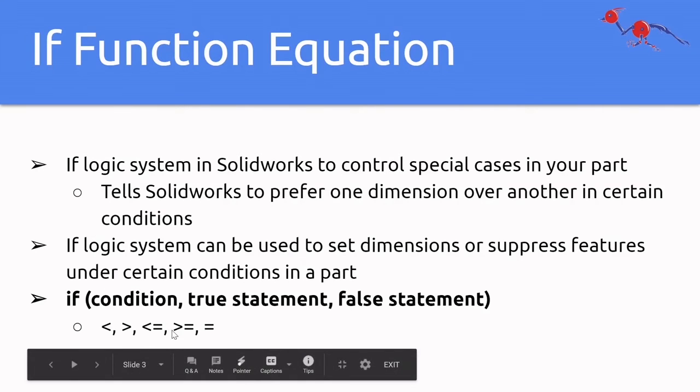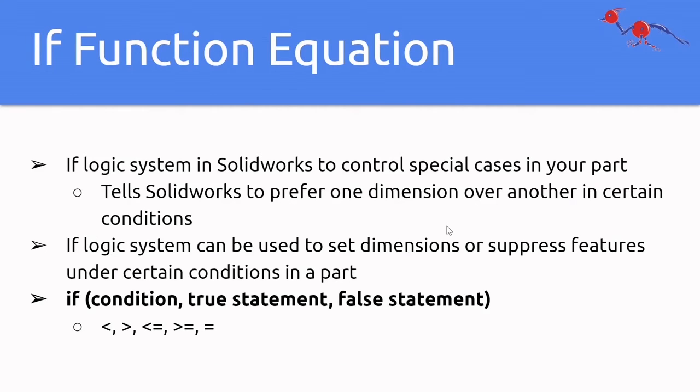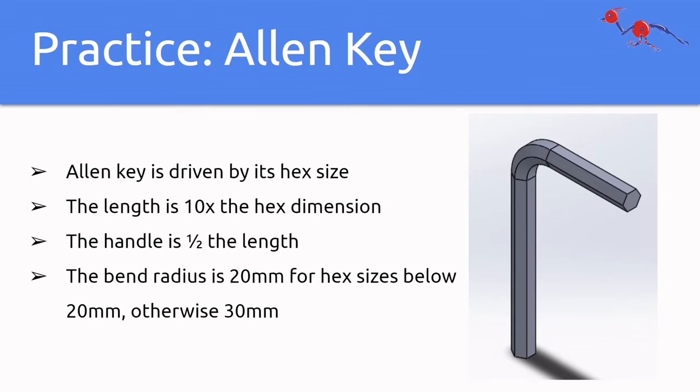If the condition evaluates to true, then SolidWorks takes the second parameter here. And if the condition evaluates to false, then SolidWorks takes the third parameter here. This allows for certain features or dimensions to be prioritized under a specific case. Let's illustrate this with an example by CADing an Allen key with an if function.